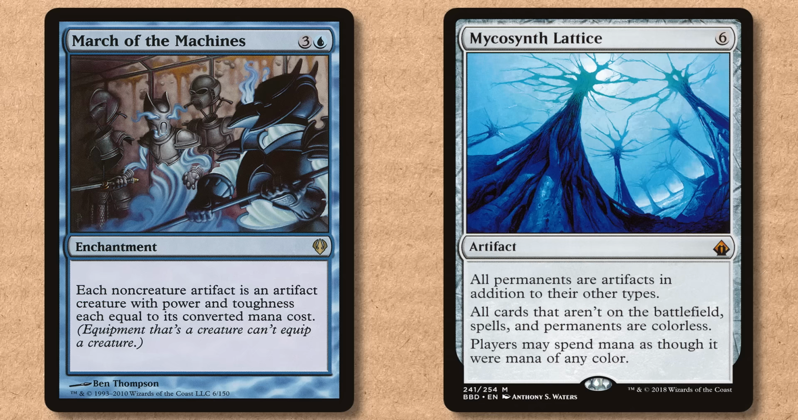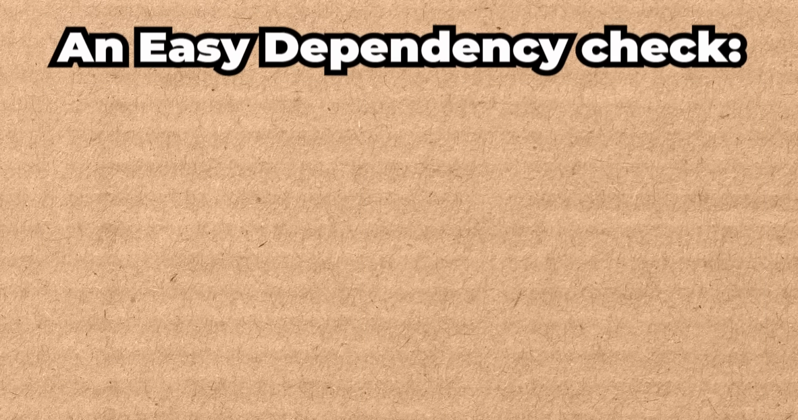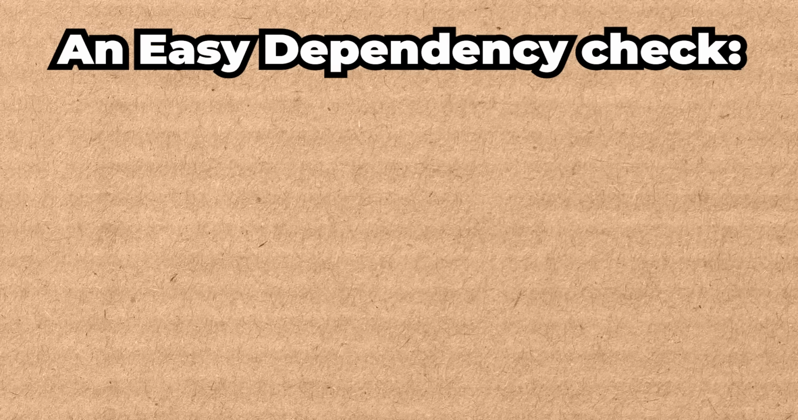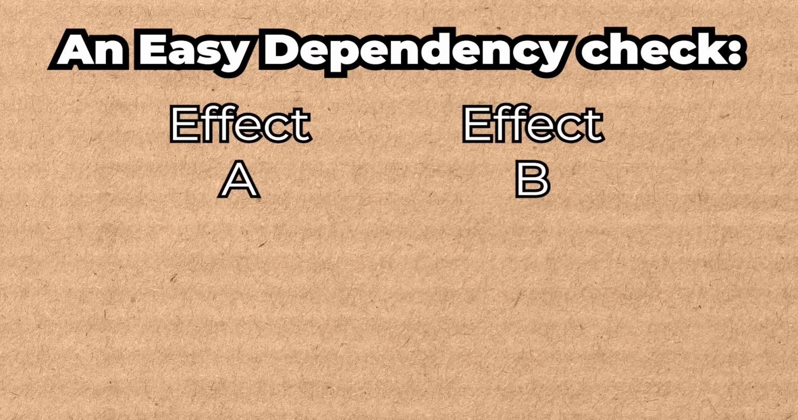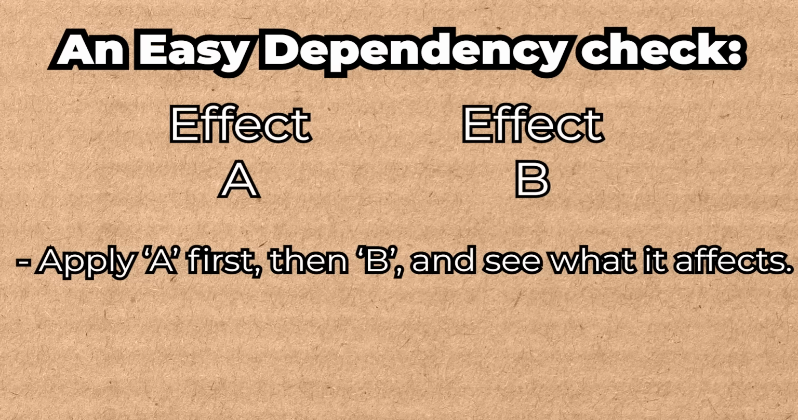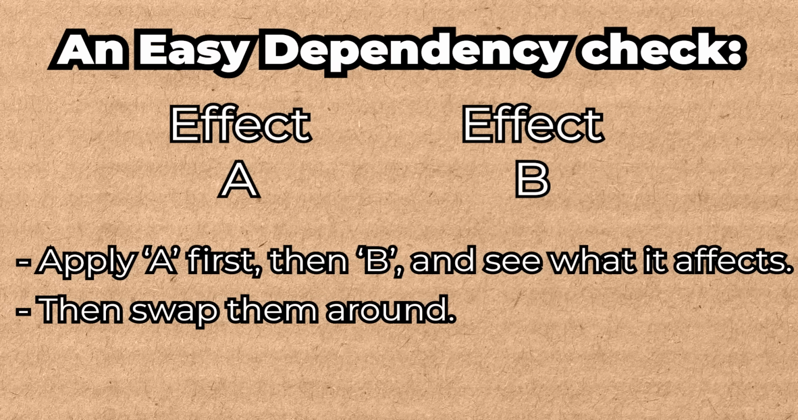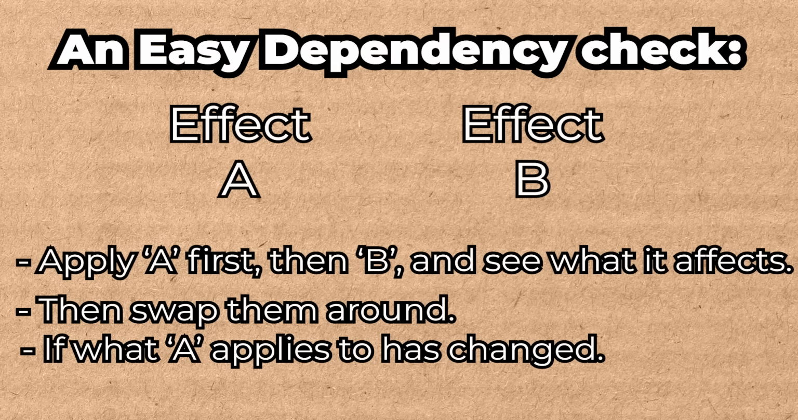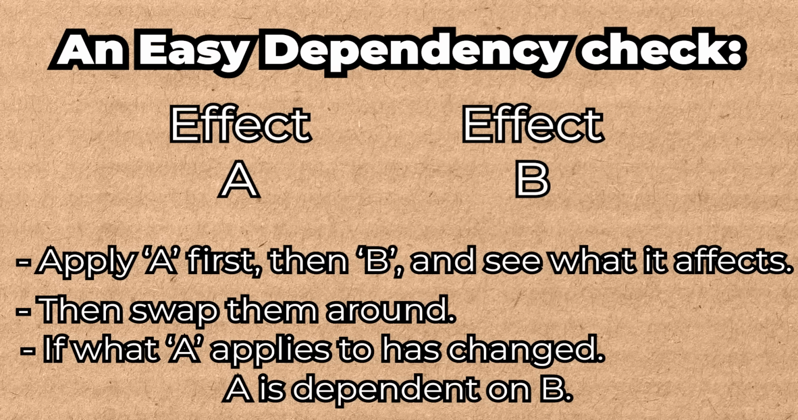It's worth pointing out that if there were any other effects to be applied on this layer, they would be applied in timestamp order. The easiest way to see if something is a dependency or not is to take your two effects, let's call them A and B, apply A to the board state first, then apply B, and see what the board state looks like. Then undo that, and then apply them in the opposite order. If A applies to different things, or now doesn't apply at all, A's effect is dependent on B. Let's look at some more examples.